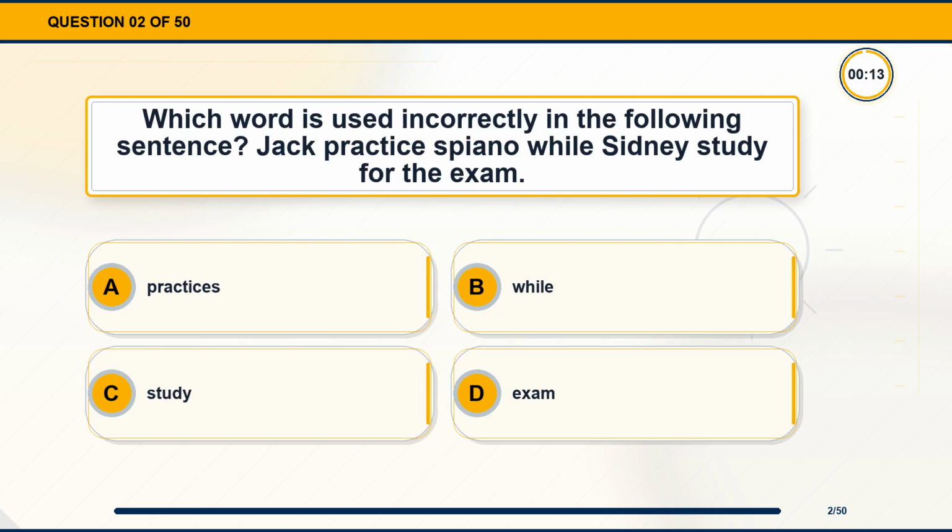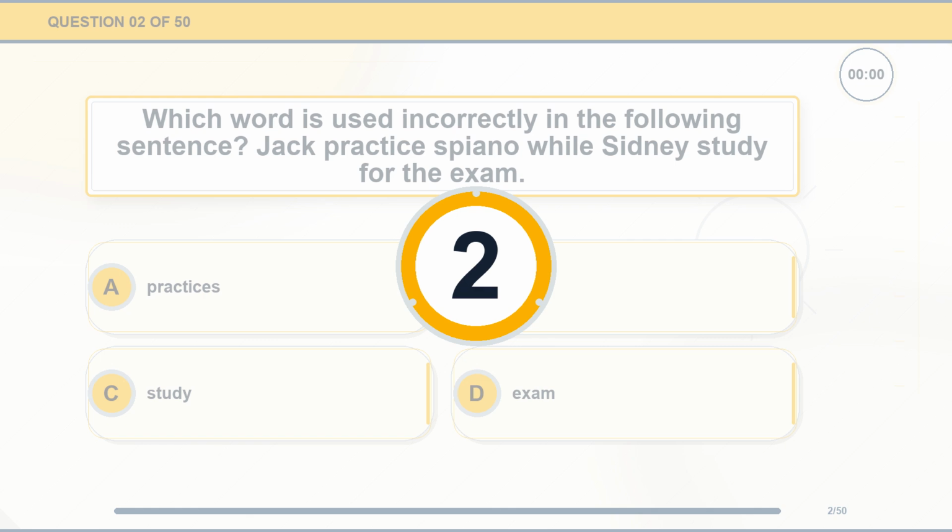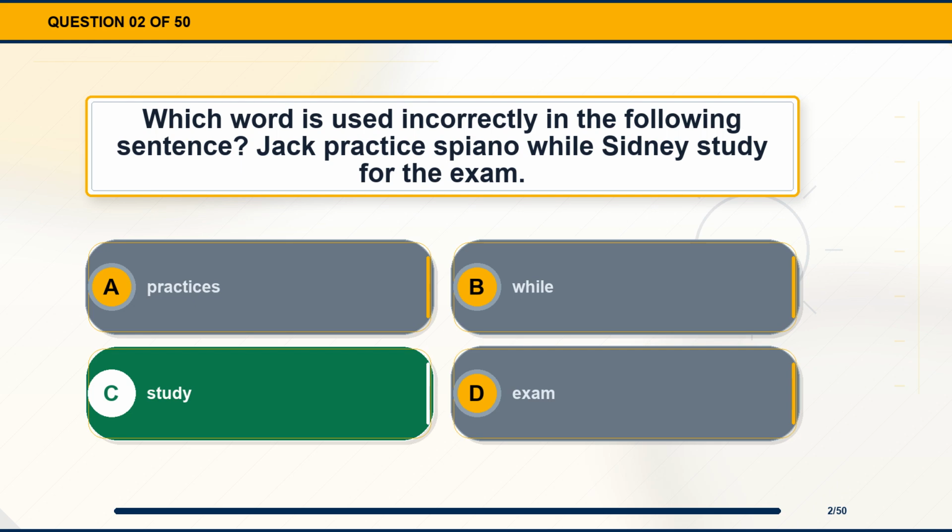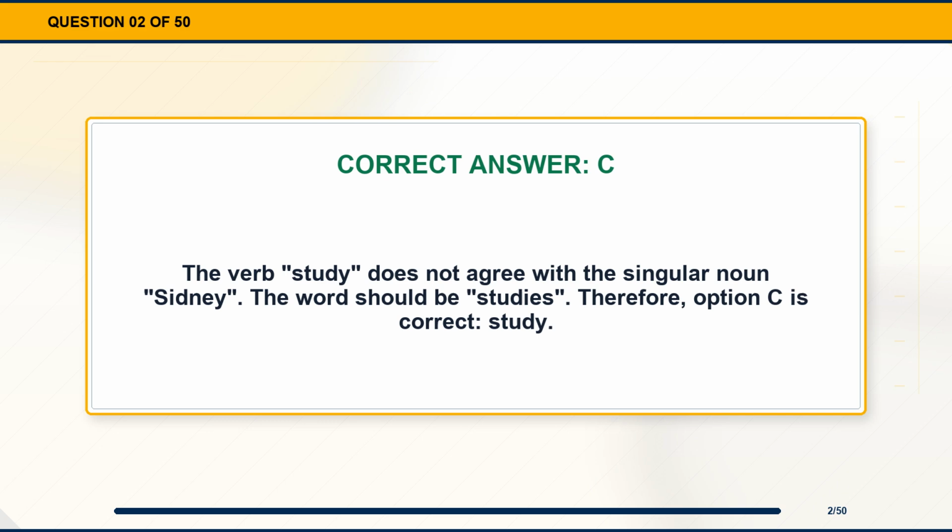Question 2. Which word is used incorrectly in the following sentence? Jack practiced piano while Sydney studied for the exam. Option A, practices. Option B, while. Option C, study. Option D, exam. The correct answer is option C, study. Explanation. The verb study does not agree with the singular noun Sydney. The word should be studies. Therefore, option C is correct, study.